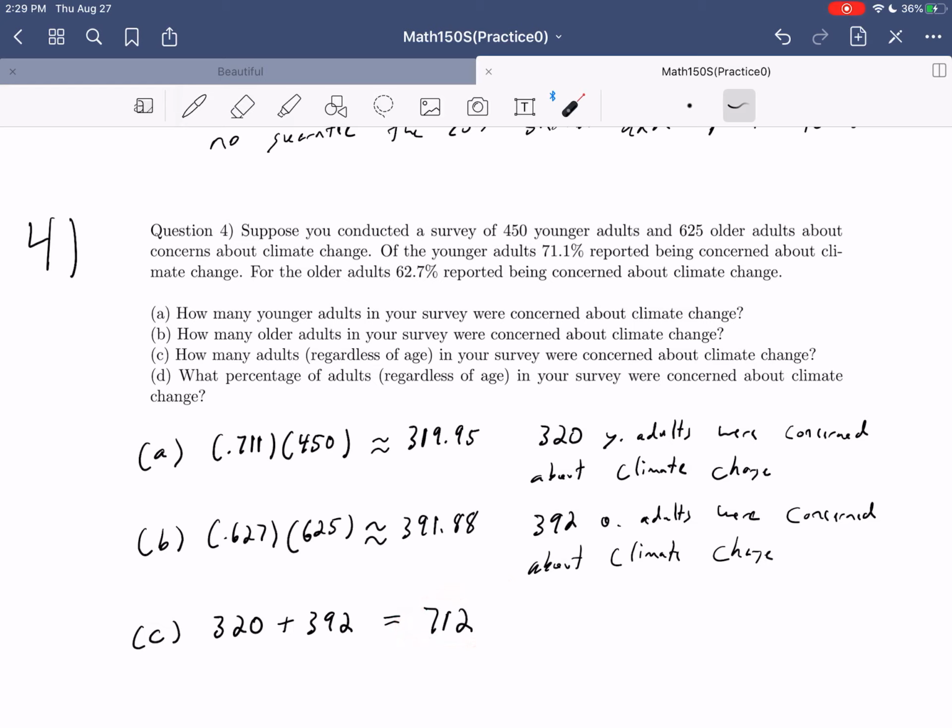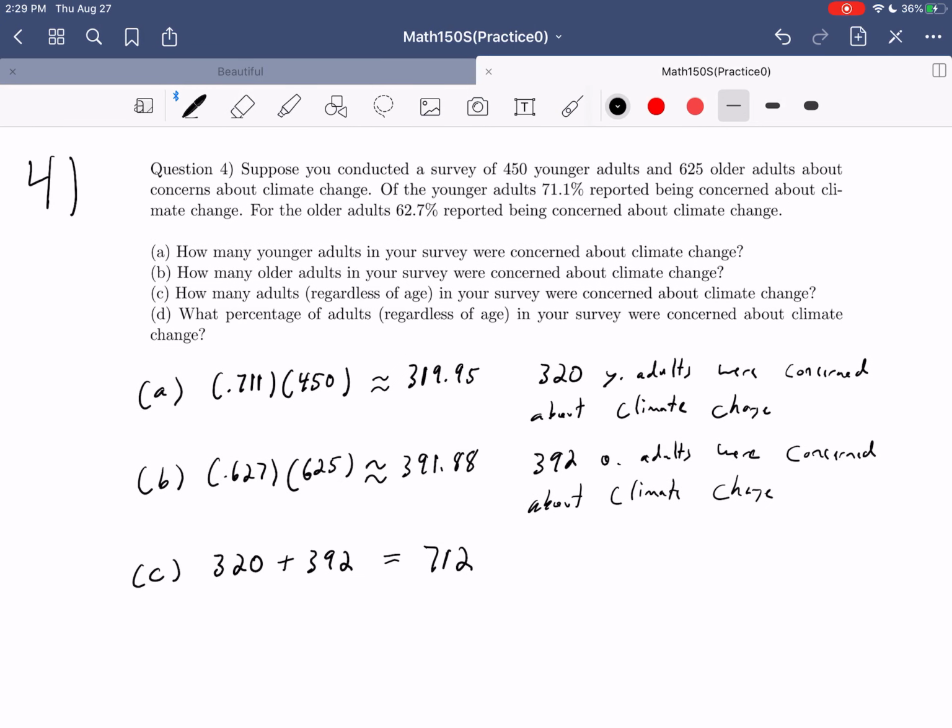Finally, as just a little bit of fanciness, we've been sort of going from percentage to raw amount here. And now we're going to go back to percentage. What percentage of adults, regardless of age, in our survey were concerned about climate change? Well, we know it was 712 out of how many? Well, we'll have to combine the 450 and the 625. So it'll be 712 divided by 450 plus 625.